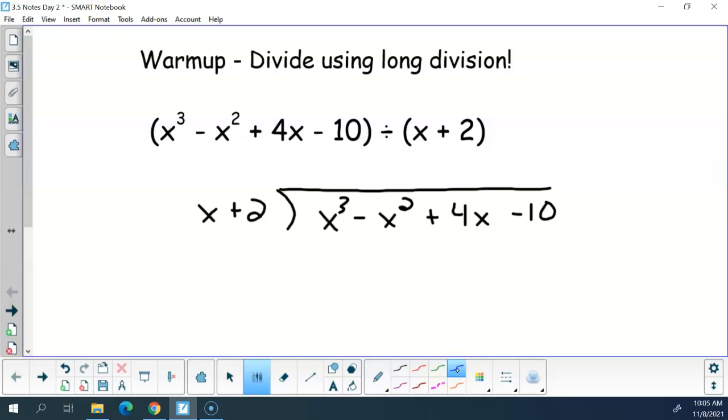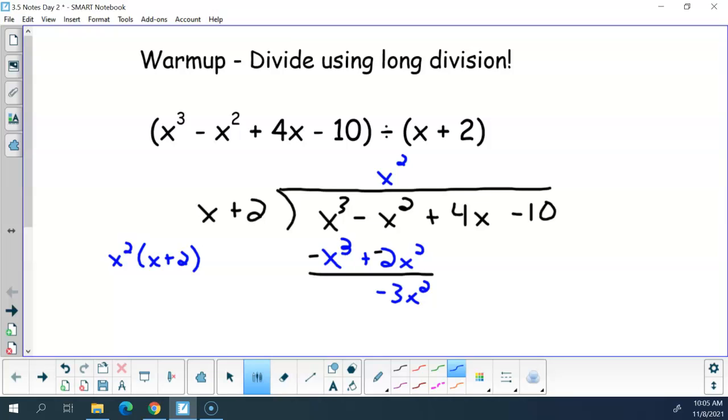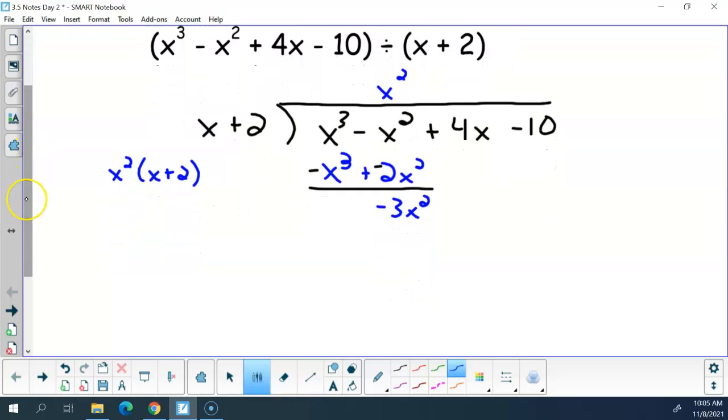All righty. X squared is our first one? Yeah. Okay. Gets me x cubed plus 2x squared. Then what? Subtract. So change both signs? Yeah. That would give me negative 3x squared. Okay. Drop down the 4x.